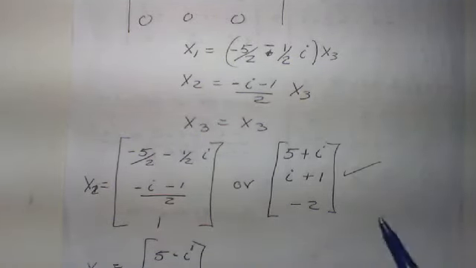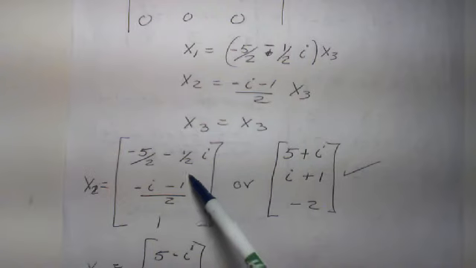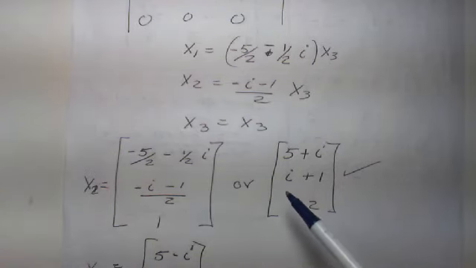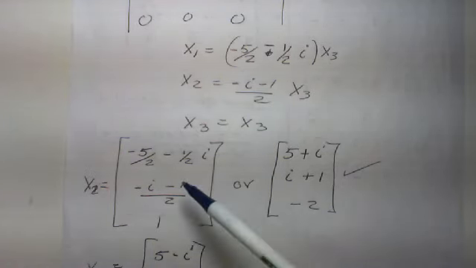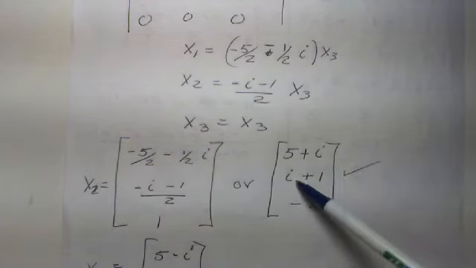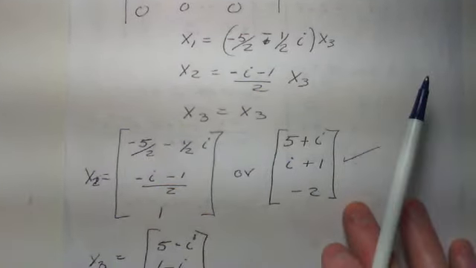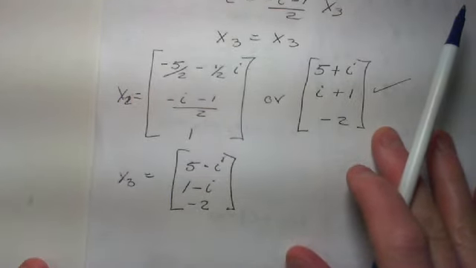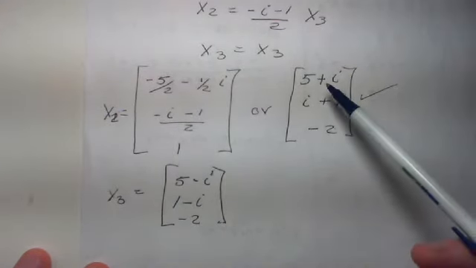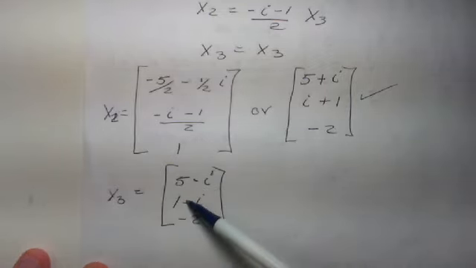Okay, the problem is, one thing I want to do is get rid of the fractions. So I'm going to multiply everything by just -2. You could multiply everything by 2, actually. It wouldn't make any difference here. So when I multiply everything by -2, that's going to be 5 plus i, gives me an i plus 1, and then it gives me -2, which is my solution. Now, you don't want to waste the time going back through and running the other one, since the other one is identical except for the minus signs. So x3 would be 5 minus i, 1 minus i, and minus 2.